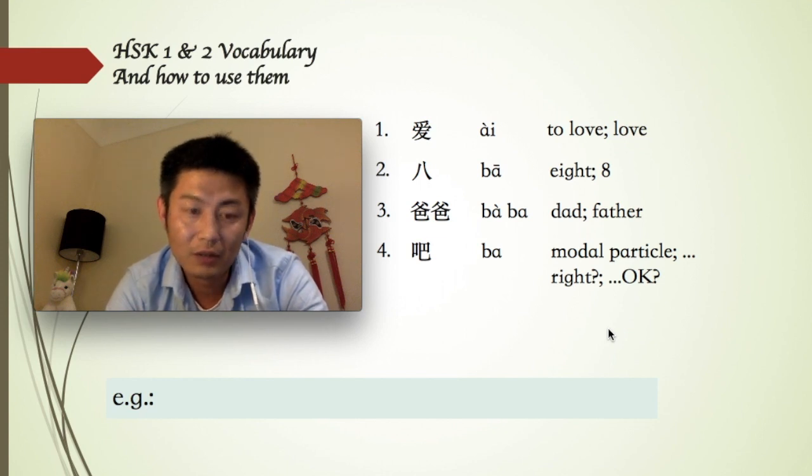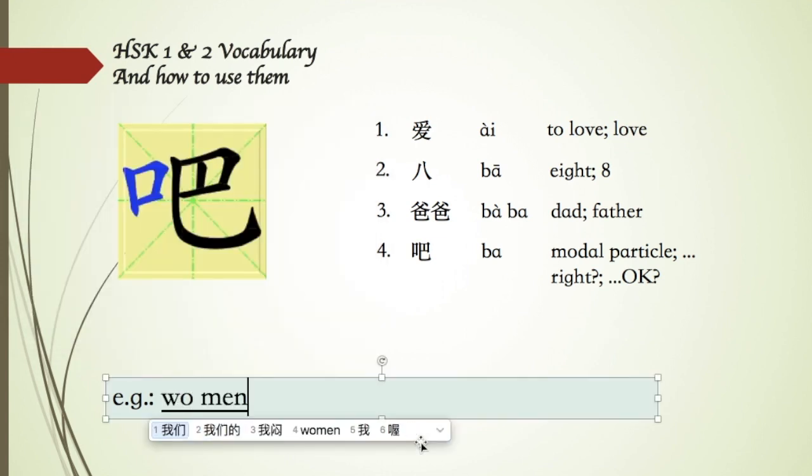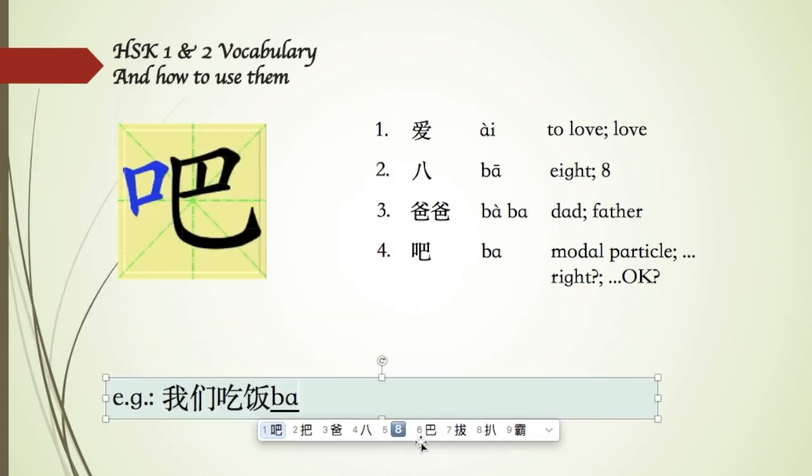For example, we learned ma in HSK 1, that changes a statement into a yes or no question. And this ba changes the statement before that into a suggestion, sort of, and a quite polite one. Like, for example, 我们吃饭吧. 我们吃饭, we eat food. 吧, let's eat food. Okay, so it's more of a suggestion that we should go and eat food.